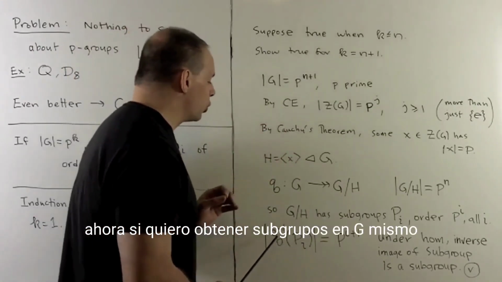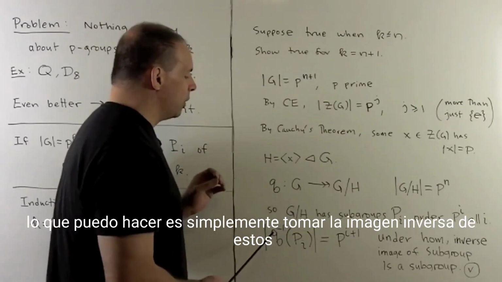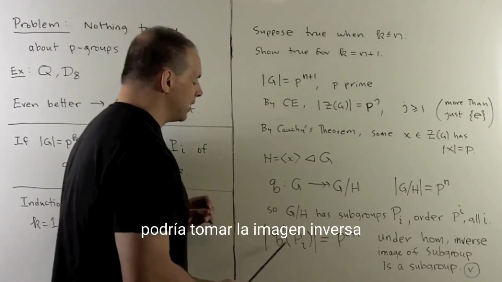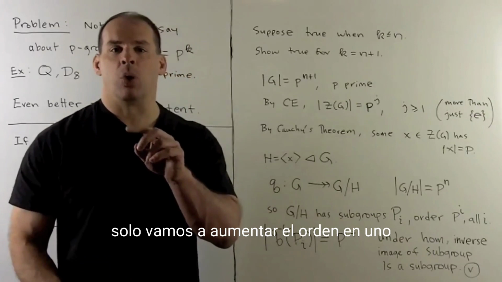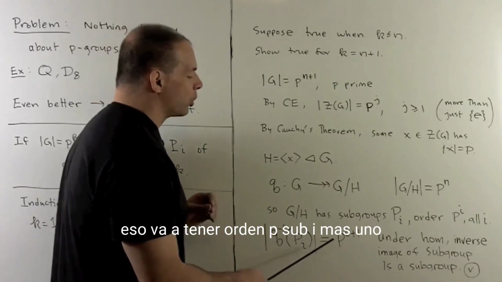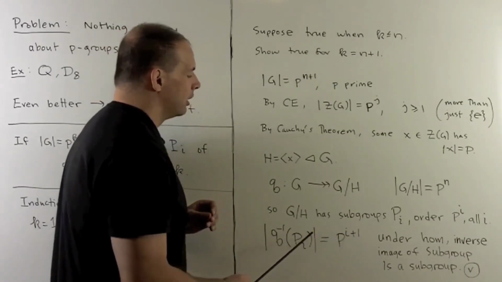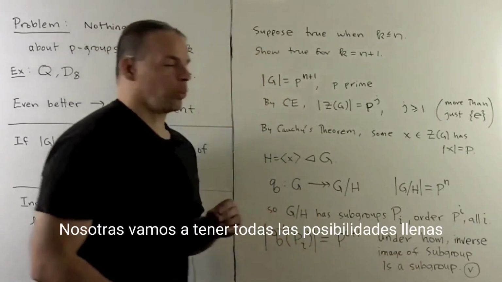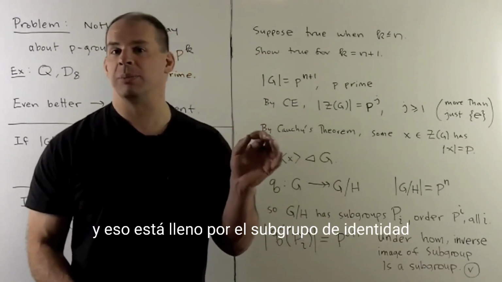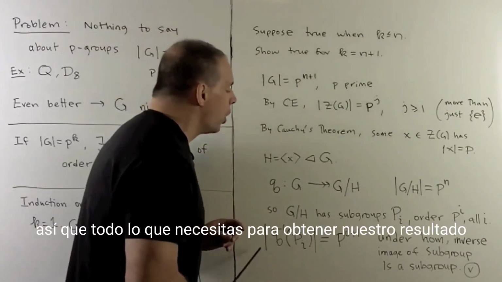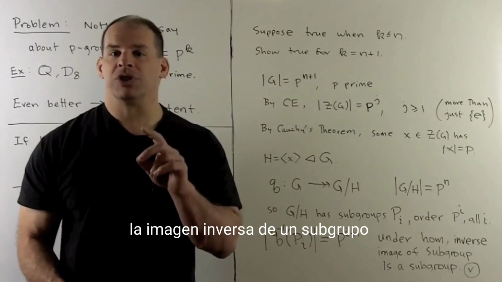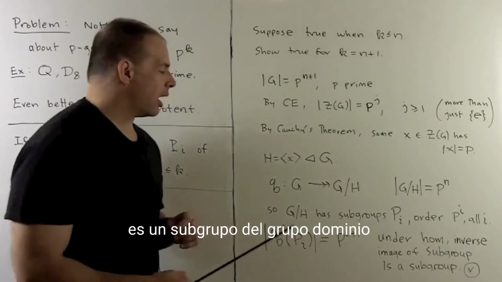Now, if I want to get subgroups in G itself, what I can do is take the inverse image of these subgroups under q. When I take the inverse image, we're just going to notch up the order by 1. So the inverse image of P_i is going to have order p to the i plus 1. When we consider all of these, all possibilities are filled except for p to the 0, which is just 1, and that's filled by the identity subgroup. So all you need to get our result is to show that under a homomorphism, the inverse image of a subgroup is a subgroup of the domain group.